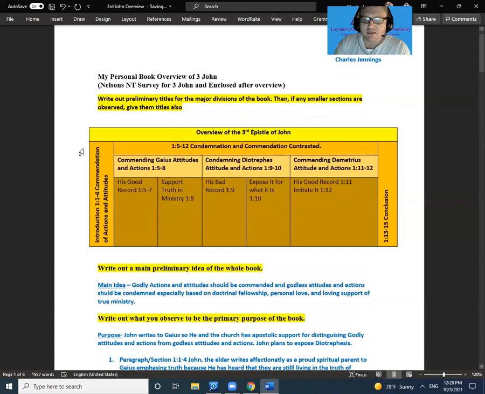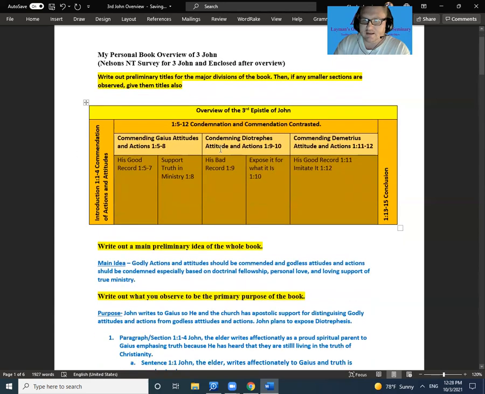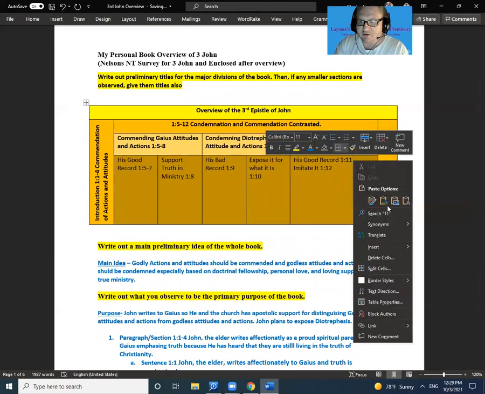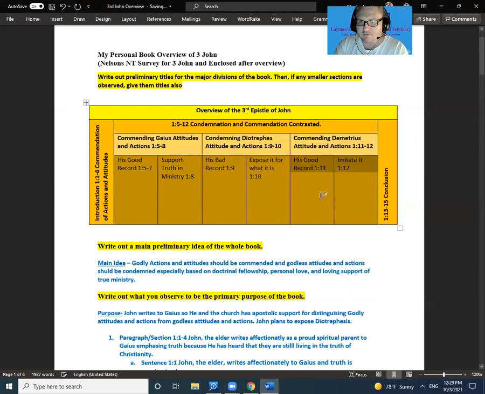So, okay, what you're seeing here, the first thing you see, is not the first thing that I did. This is the outline converted into a chart, okay? But the colors and the divisions indicate what goes to what. So it's an entire overview over the Epistle of John. Here's the introduction. Here's the conclusion. And this is the main portion of it. And this is commending, condemning, and commending. And then each one of these has subsections as well. Oops, I need to put a subsection here. Split cell. Yes. Okay. Great.